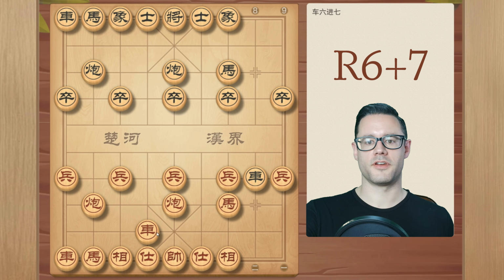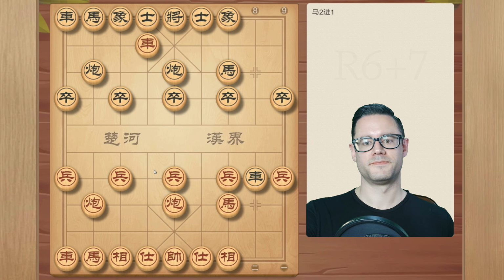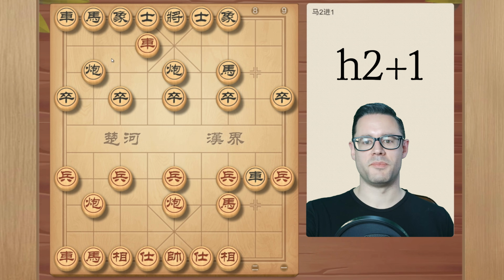We move our rook on file 6, R6 plus 7. We move our rook on file 6 forward 7 spaces, 1, 2, 3, 4, 5, 6, 7. Black says, I don't like what you're doing. I'm going to move my horse out, H2 plus 1.